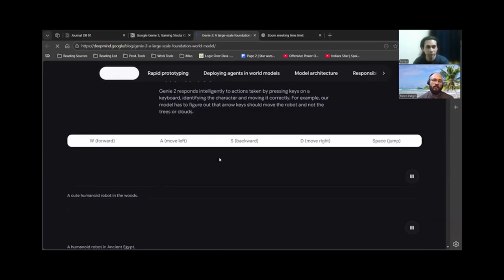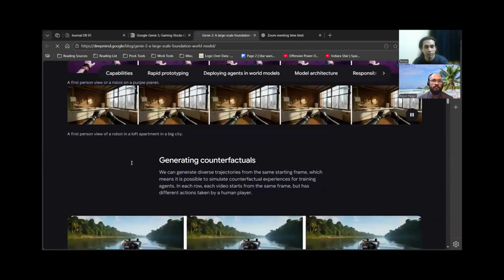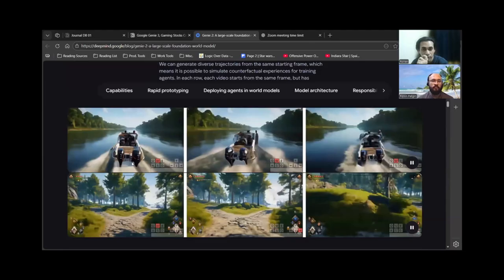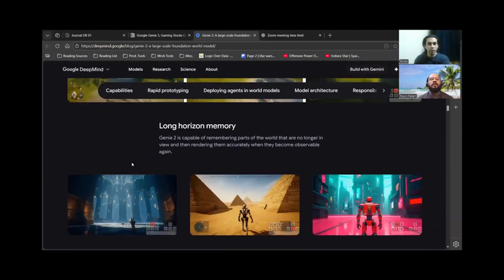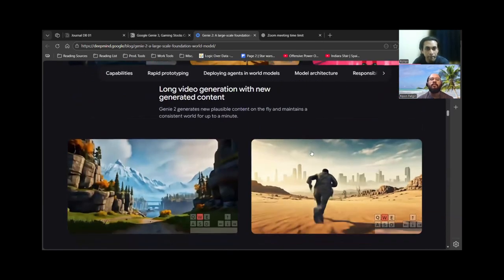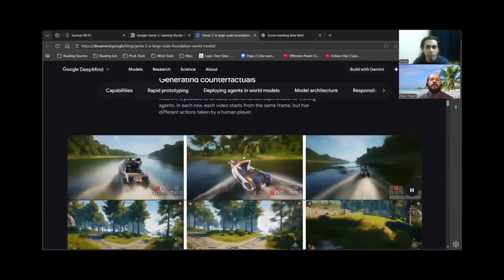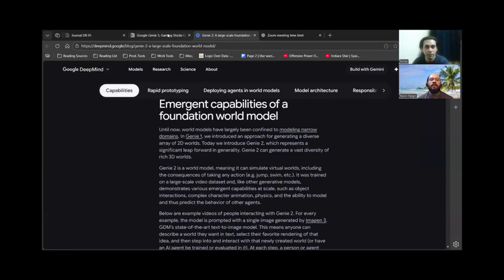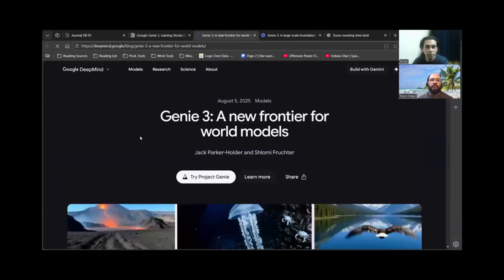So this is the official blog. It talks about a lot of those things. This is a long blog, so they give a detailed description of what Genie 2 is all about. Now finally, in August 2025, they launched Genie 3.